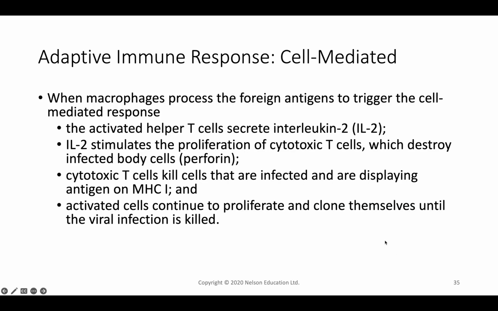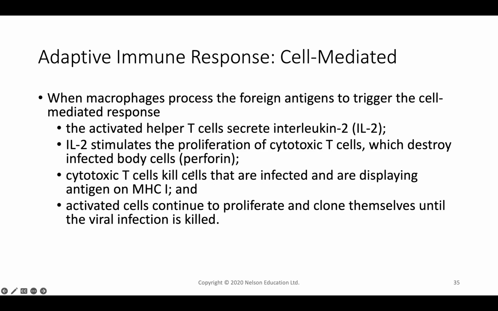All right. So once a macrophage phagocytoses and digests the foreign antigens, it's going to present the foreign antigens on the surface of the cell to trigger the cell-mediated response, at which point T cells become activated and start secreting something called interleukin-2, or IL-2. And IL-2 is going to create more cytotoxic T cells. Cytotoxic T cells go out and destroy your infected body cells, again using perforin, which causes holes in the membrane of the cell and then causes cell swelling and lysis.